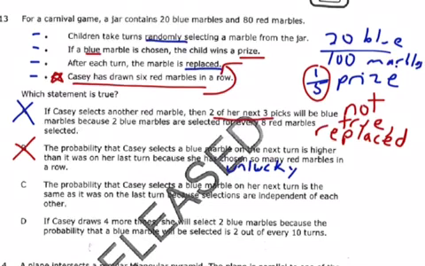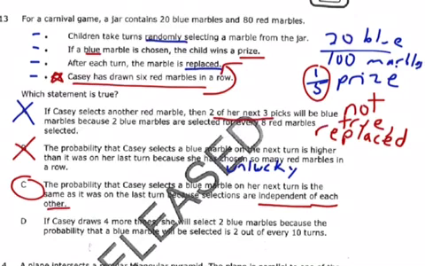The probability that Casey selects a blue marble on her next turn is the same as it was on the last turn because selections are independent of each other. And that's what we're looking for. They are independent. And we'll just read D just for the heck of it.